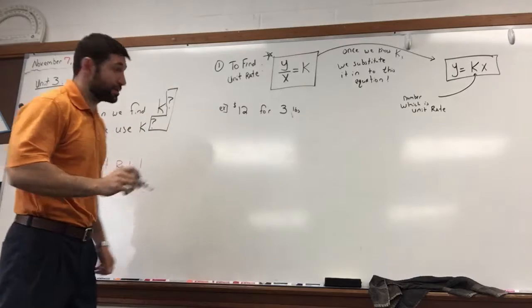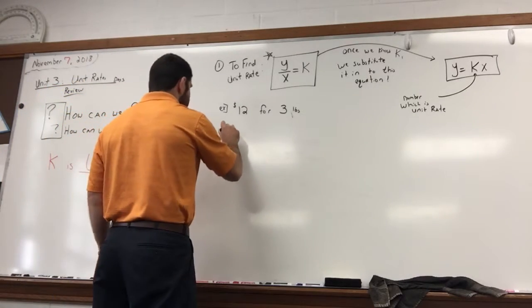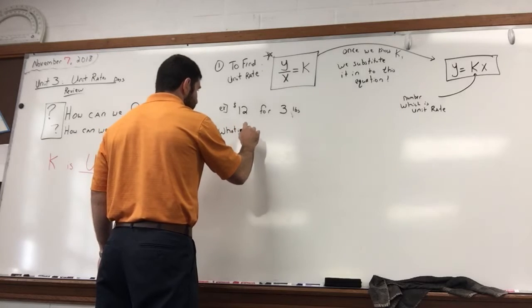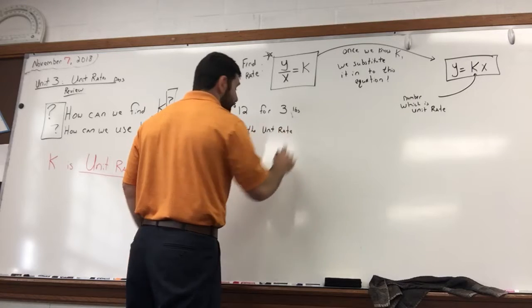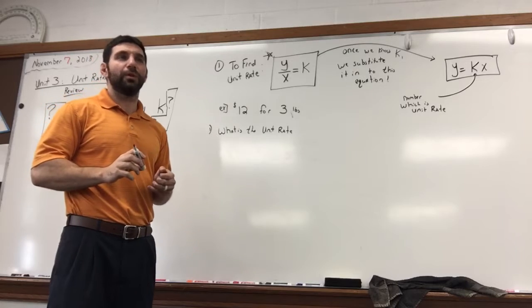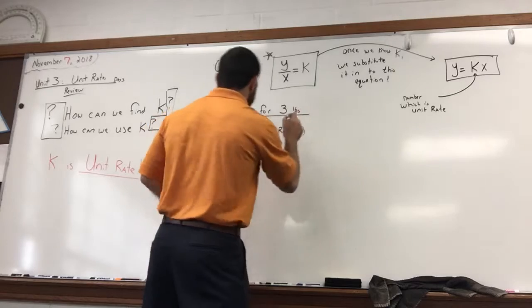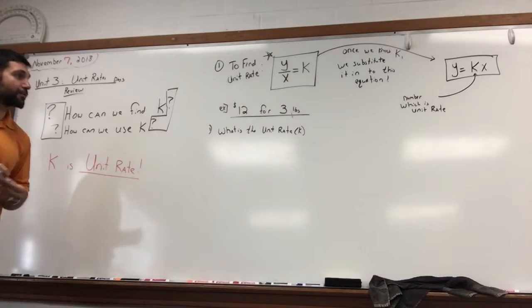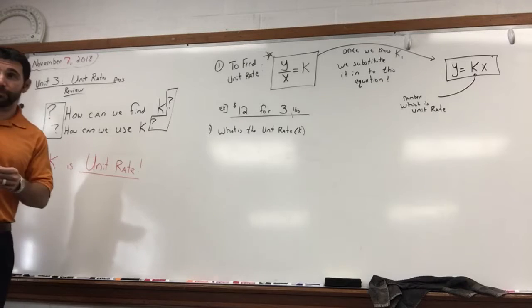And then you had two questions. The first question was, what is the unit rate? Instead of saying unit rate, I could have said what is K. Unit rate is K. So here was the original question: $12 for 3 pounds, and we said, what is the unit rate? This is our warm-up again, right? How do we find unit rate, Ella? What am I going to do?